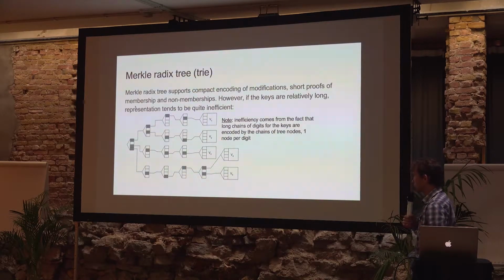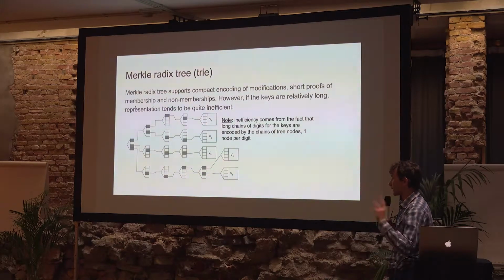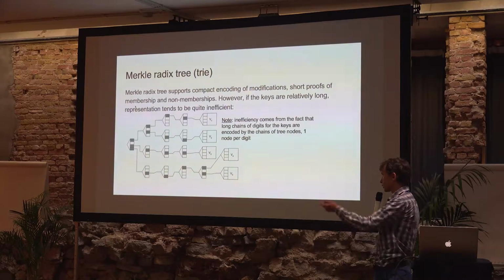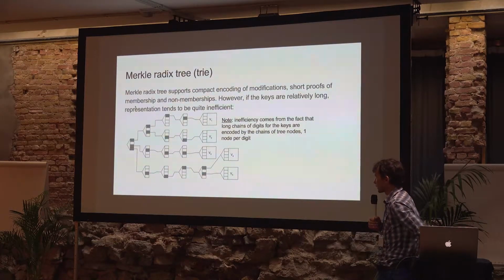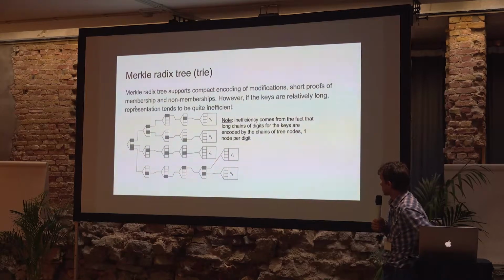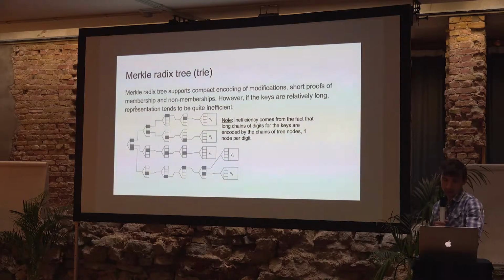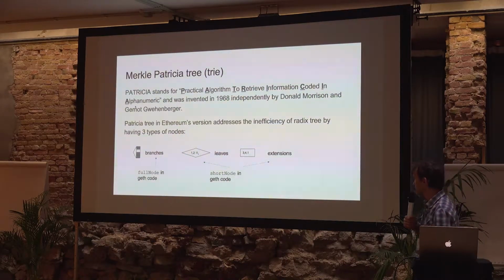However, if you just do the naive radix tree, then you have a problem: if you put a lot of random keys into the structure, you will end up with a lot of very long segments of nodes which are under-occupied. And that's the inefficiency which is solved by the Patricia tree, which is actually an acronym.